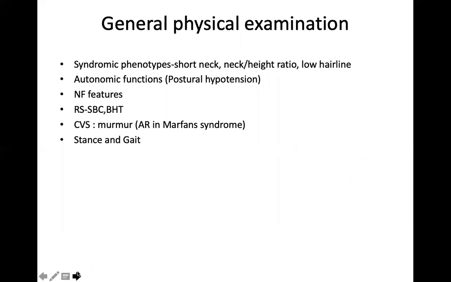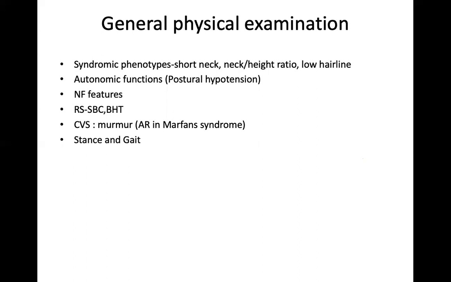So coming to the general physical examination in a spine case, many a times we forget this important portion. That is right from the general condition, syndromic phenotypes like short neck, neck height ratio, low hairline. All these are important in CV junction. Neck height ratio, you already know, is 1:11 to 1:14. Then low hairline, it's below C4. Autonomic function like postural hypotension: if the patient has subtle autonomic dysfunction, then that may present with postural hypotension.